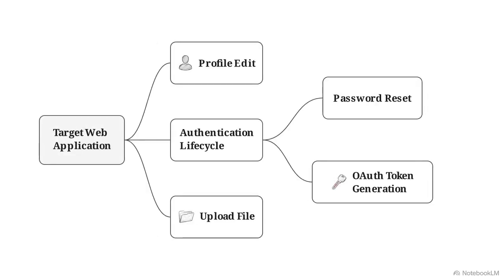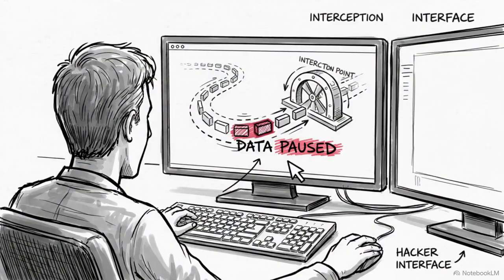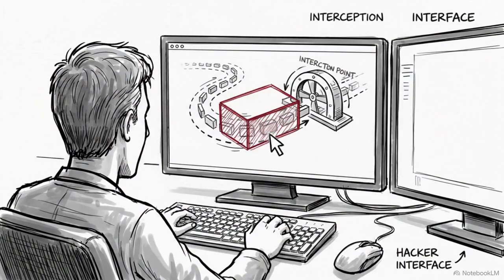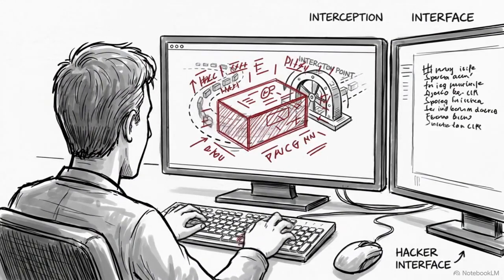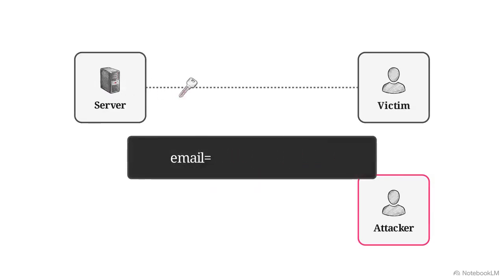To reach this tier, you isolate specific application flows that handle identity, such as password resets or OAuth token generation. When a victim triggers a password reset, you intercept the resulting post request within your proxy before the backend processes it. If the endpoint lacks proper validation, you can replace the victim's email or user identifier with your own. The server generates a valid reset token for their account, but routes it directly to you.